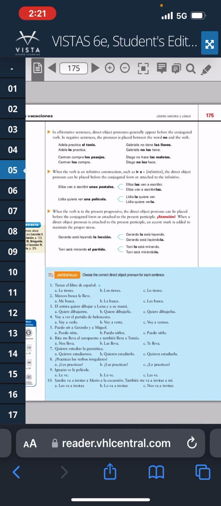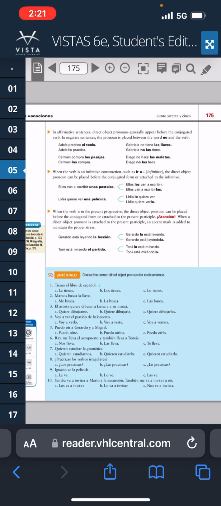Carmen compra los pasajes. Carmen los compra. Diego no hace las maletas. Diego no las hace.